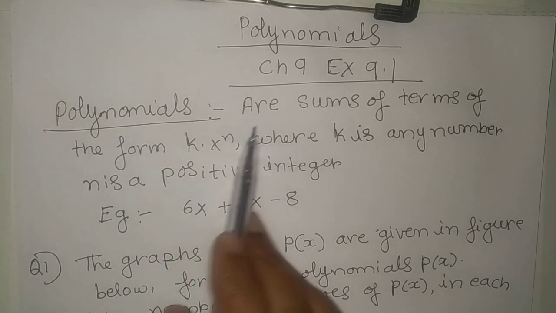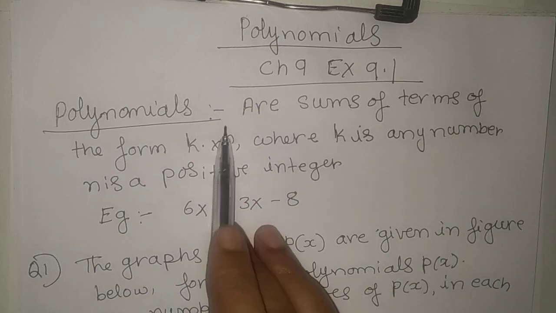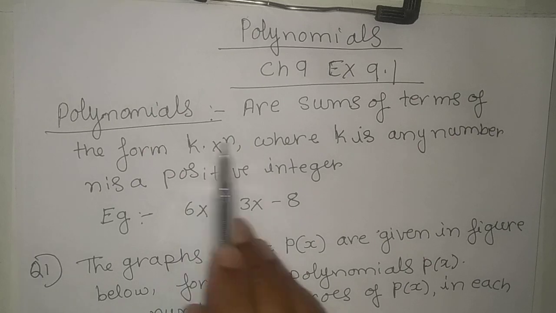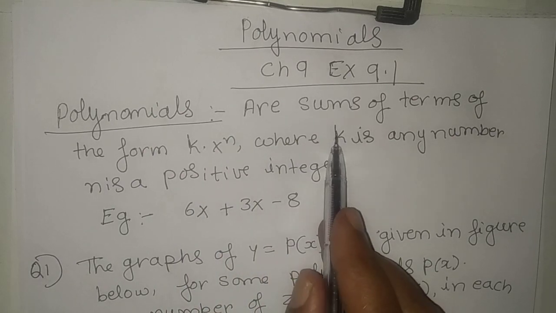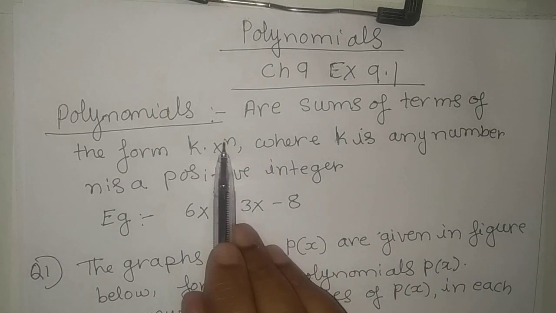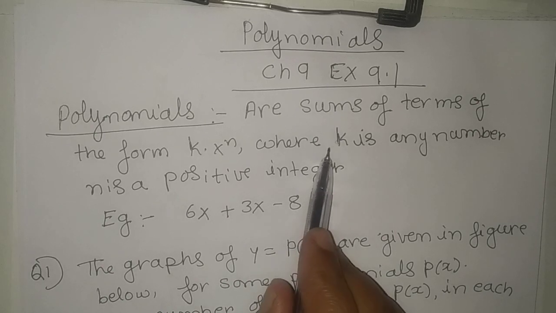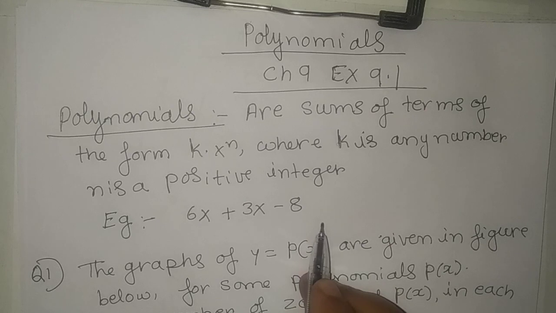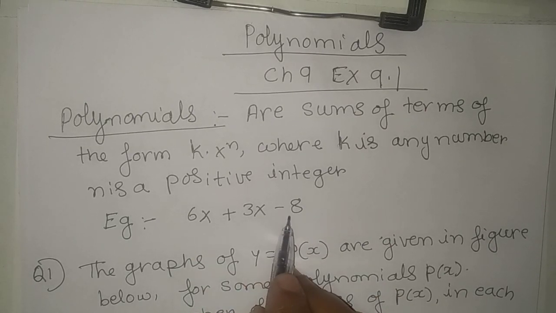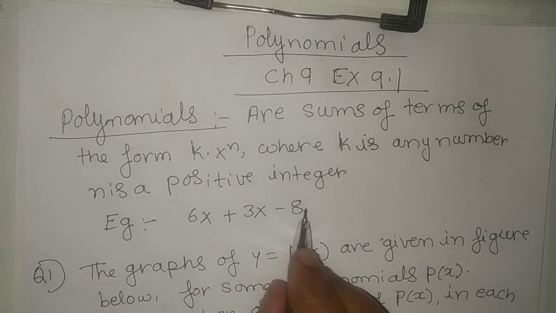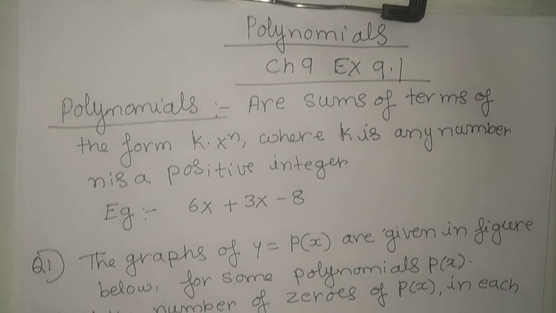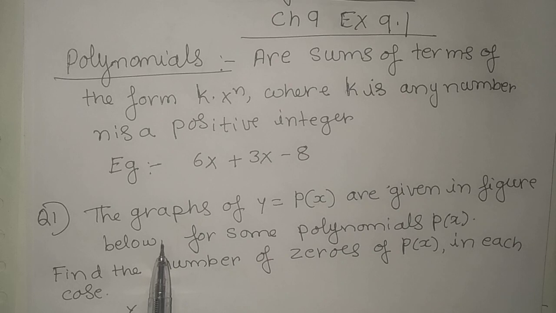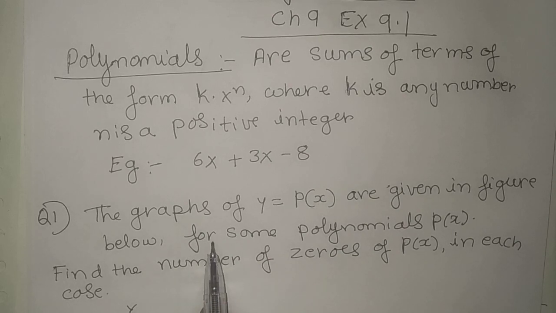Again, one more definition regarding polynomials. Polynomials are sums of terms of the form k times x to the power n, where k is any number and n is a positive integer. So all these I defined. This is one more definition. An example is 6x³ plus 3x minus 8. Just an example. Now we'll start the exercise.